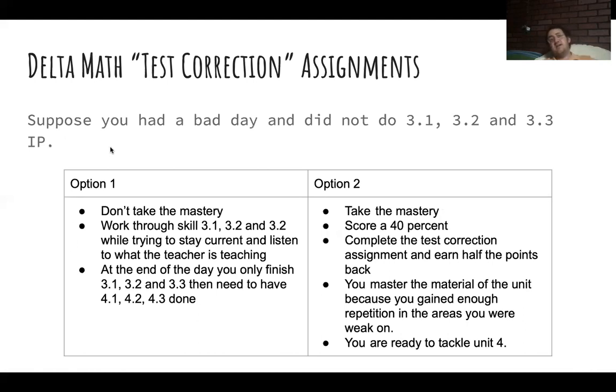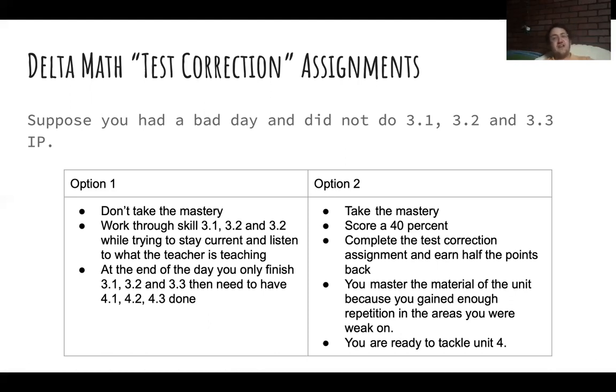So let's suppose that you have a bad day and you did not do unit 3 practices. Option one is that you don't take the mastery for that day. You work through skill 3.1, 3.2, and 3.3 while trying to stay current and listen to the teacher that is teaching. And then at the end of the day, you only finish 3.1 and 3.2, but you need to have 4.1, 4.2, and 4.3 done, and you are more behind. While you have not shown mastery and you still have a 0 in the mastery on the grade book, causing you to get more and more behind.